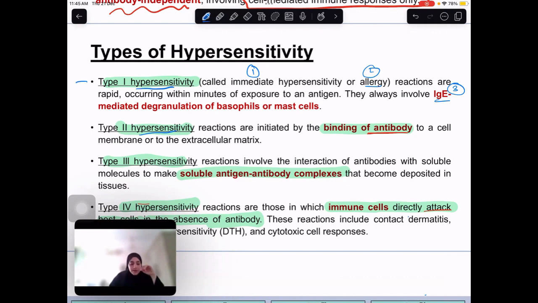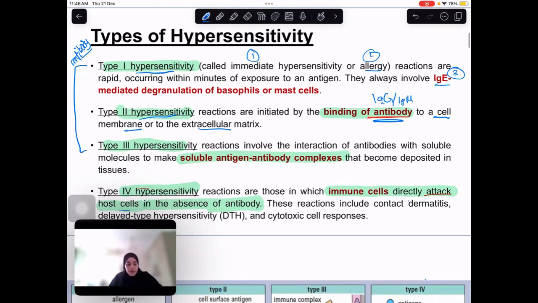In type 2 hypersensitivity, now let's make it clear. The first three are going to be what? Antibody-based, right? Now type 2, is it going to be antibody-based? Yes, it is. In this case, I'm going to have the antibody binding to the cell membrane or extracellular matrix. So the antibody in this case, will it be IgE? No. In this case, the antibody will be IgG or IgM. That's the difference here. Type 1 hypersensitivity uses IgE. It's immediate and it is allergy. Type 2 hypersensitivity, I'm using IgG or IgM, okay? And the antibodies will be binding to the cell membrane or the extracellular matrix.